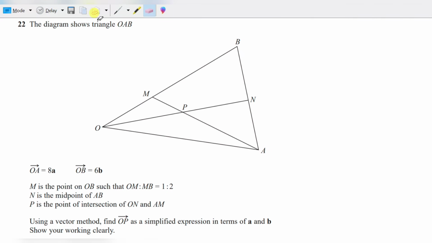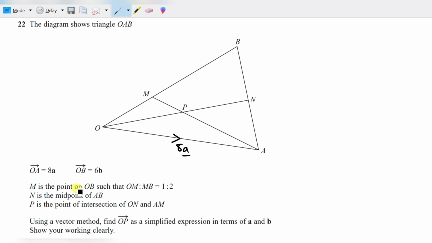Okay, guys, number 22. Let's begin. So the diagram shows triangle OAB, and we're given a couple of points. So it tells us that the vector from O to A is 8a. So the best thing you should do, guys, is always label as you go. So let's label O to A 8a, yeah? And the next one, O to B, is 6b. So O to B is over here, but we've got M in the middle.